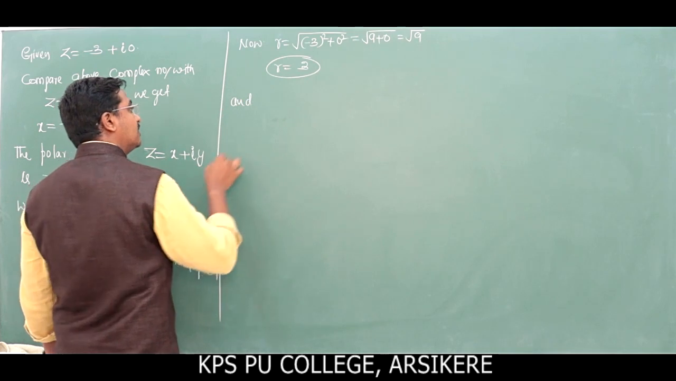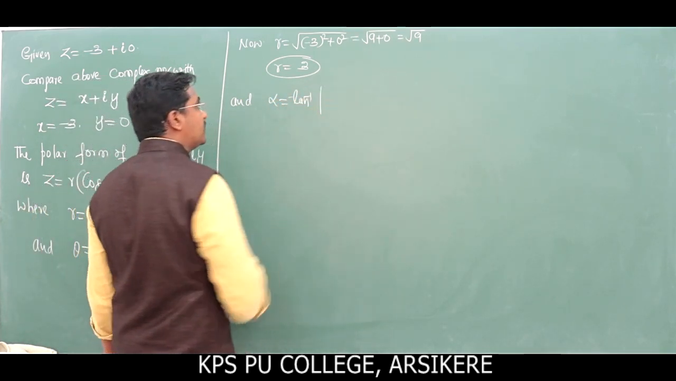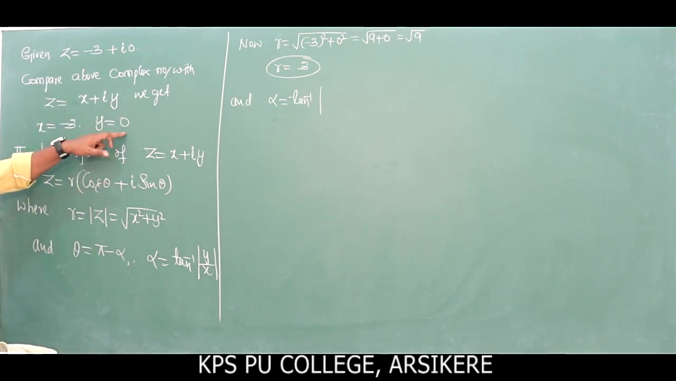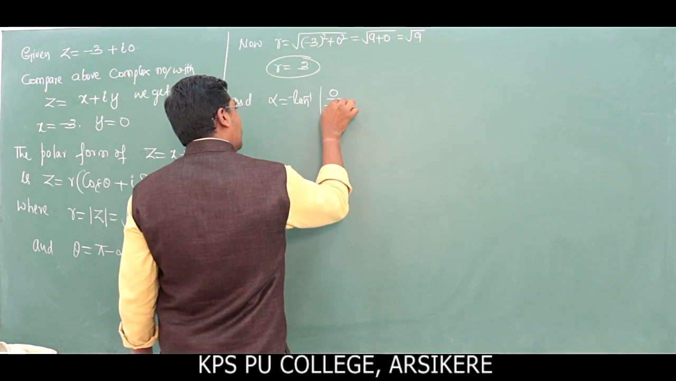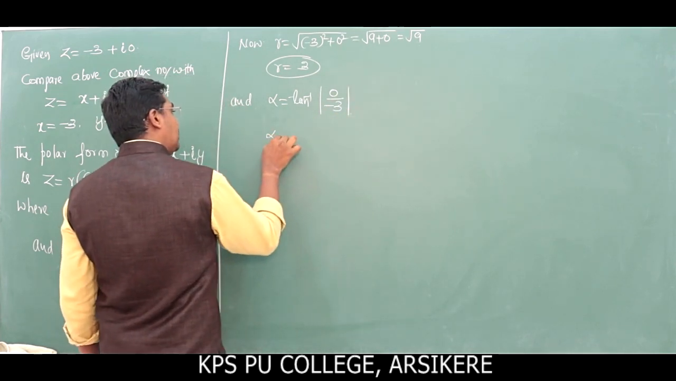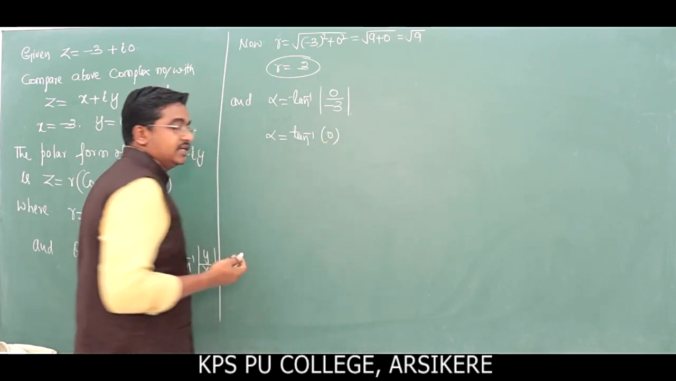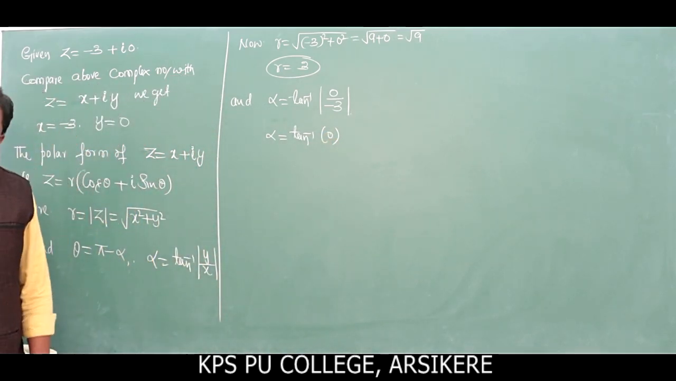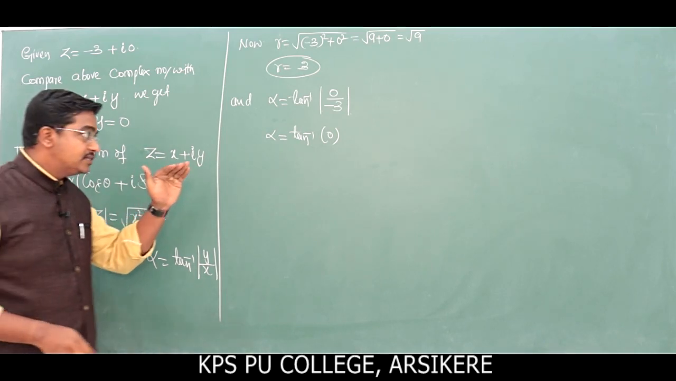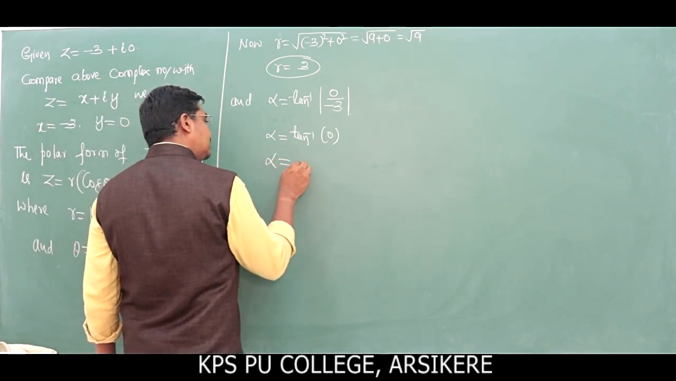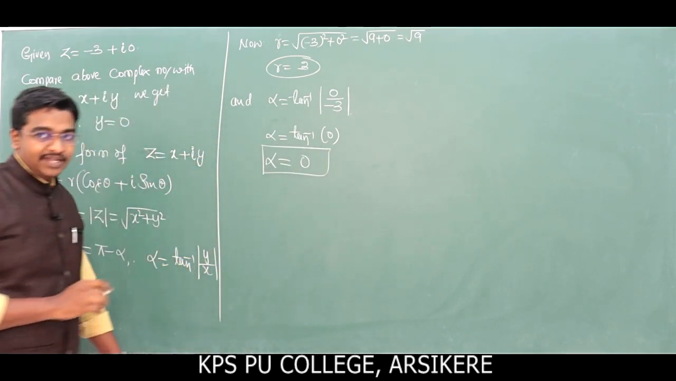And alpha is equal to tan inverse of y by x. So what is the y value? y is 0 and x is minus 3. 0 divided by minus 3. So finally we are left with tan inverse of 0. 0 by anything is 0. Modulus of 0 again 0. Alpha is equal to again 0. So when tan becomes 0, that is 0 radians or 0 degrees.